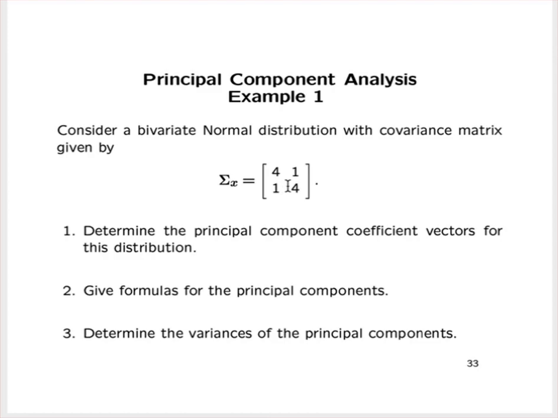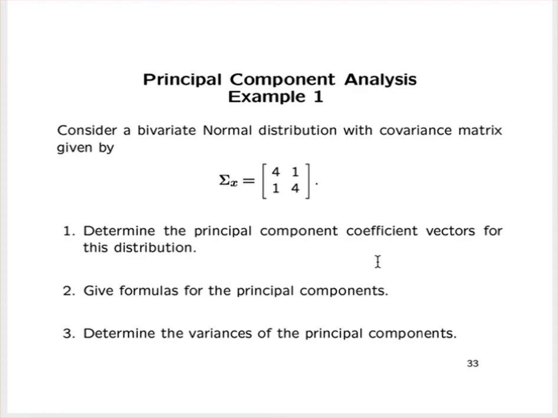So this would mean that if we denote the response vector by bold X, so it contains two responses, x1 and x2, then the variance of x1 would be 4, the variance of x2 would be 4, and the covariance of x1 and x2 would be 1.